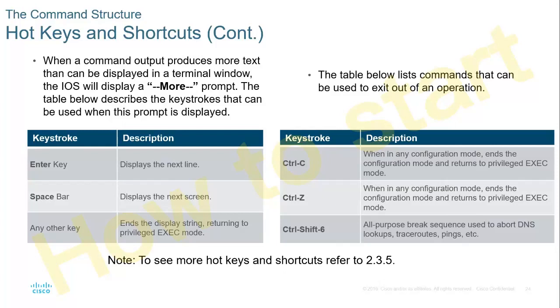Other shortcuts are things like Control-Z, which we've already talked about. Control-C, when in a configuration mode, will end the configuration mode and kick you back out to the privilege exec mode. Control-Shift-6 will be an all-purpose break sequence, so that you can break or kill like a DNS lookup or a traceroute or a ping if any of them get stuck.